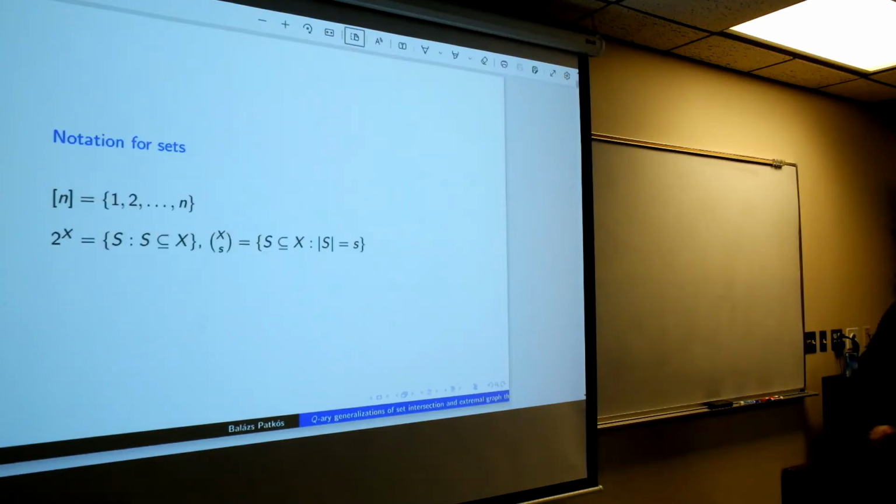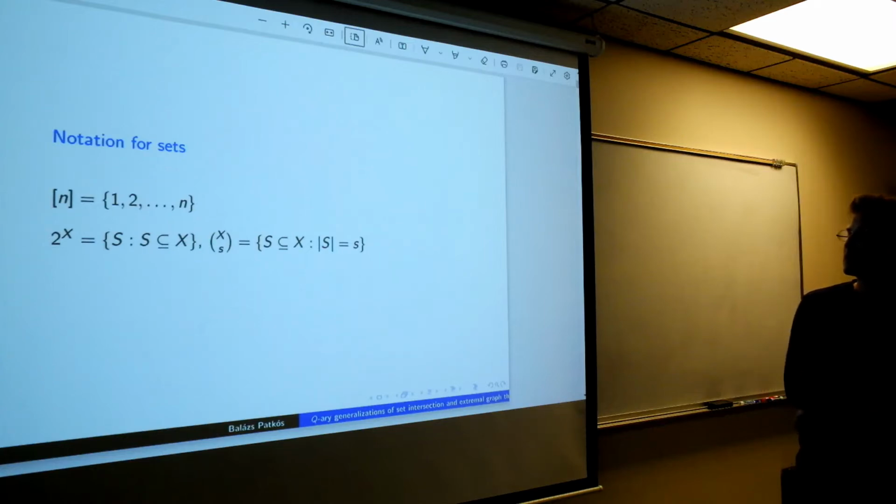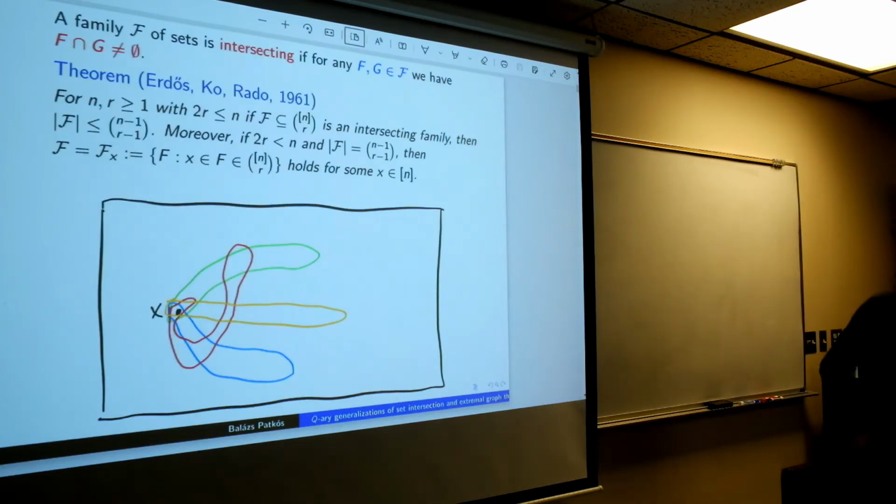Okay, so just to be on the safe side, notations: that bracket thing denotes the set of the first n positive integers, the power set is denoted by 2 to the X, and the family of all s-element subsets of a set X is denoted by that binomial-looking thing. Okay, and then intersection theorems were mentioned in the title, so this is what it is.